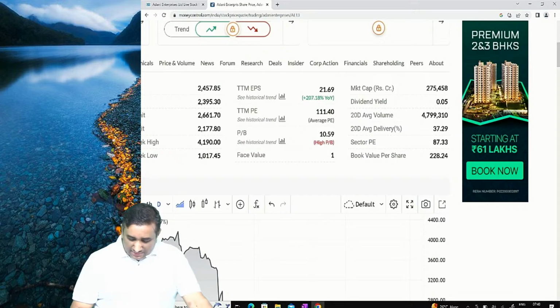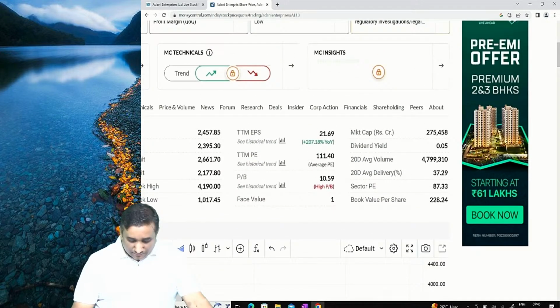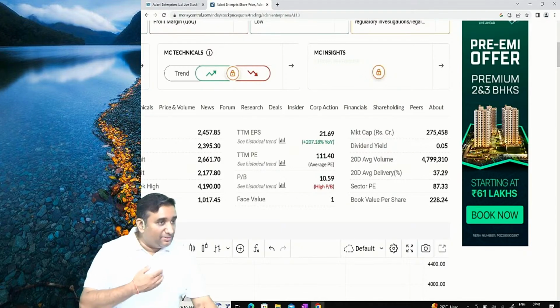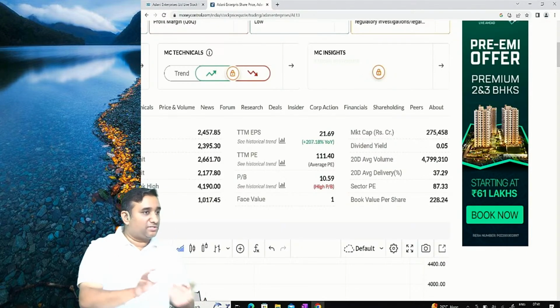Now the second important part is the P/E ratio. For example, look at this. If you look at the growth of the EPS, it has grown 207 percent. Maybe that P/E ratio was higher. I'm saying it again, maybe that P/E ratio was higher. Reason being, the P/E ratio is higher because the EPS might grow very fast. It is not necessary that a high P/E ratio always means expensive.